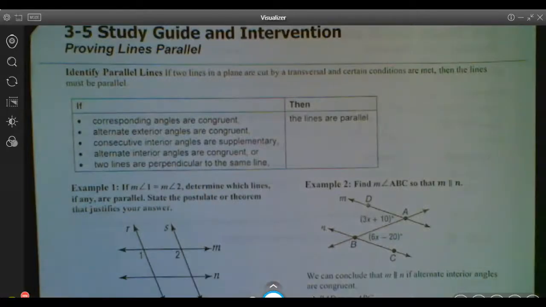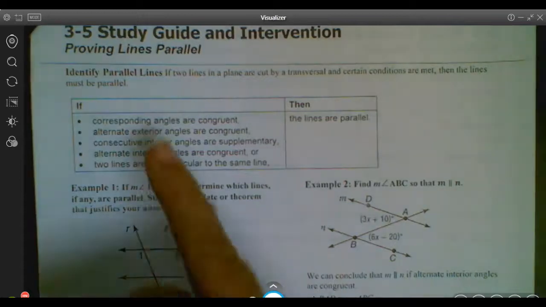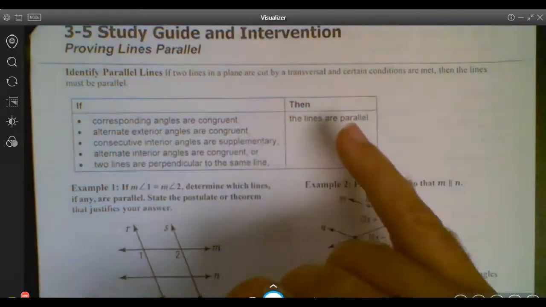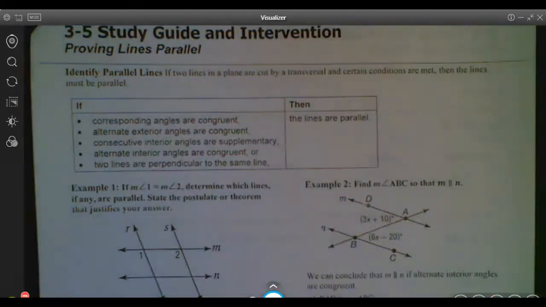Well, what we're looking at in this final section is just the opposite of that. If we can prove that any of these relationships are true, then we know that the lines are parallel. So we're doing the converse of what we started out with. So remember, the converse is where you switch the order of your if-then statement. And so for these guys, we are looking at the converse of the theorems or the postulate that we're going to be looking at.